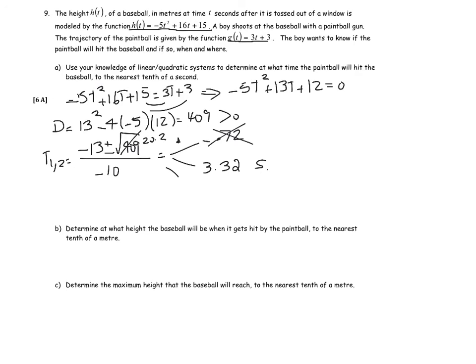Now, the next question says, determine at what height the baseball will be when it gets hit by the paintball. I can use either one of those equations, this one or this one, and evaluate at the time 3.32 seconds. The easiest one is the linear one, so I'm going to say g of 3.32 is 3 times 3.32 plus 3, which is going to give me 12.96 meters.